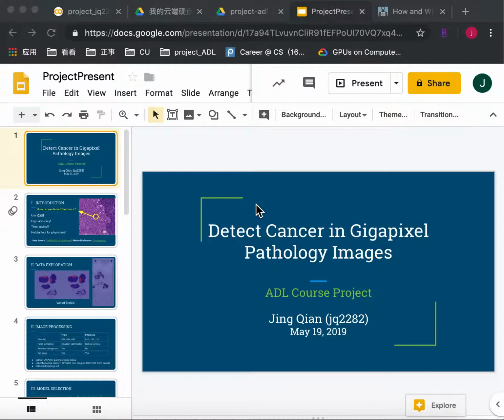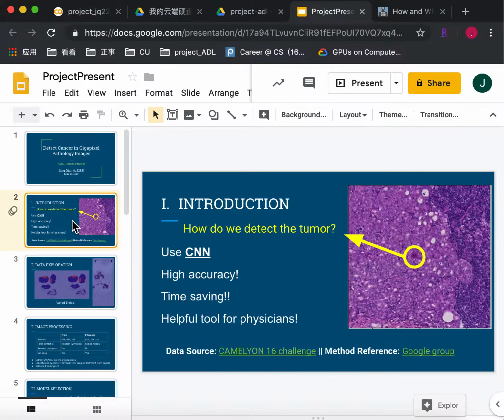This is my Applied Deep Learning project. In this project, I used a convolutional neural network to do cancer detection from pathology images. Nowadays, deep learning technology has been widely used in the medical industry. One of the most exciting usages is cancer detection from pathology scans.